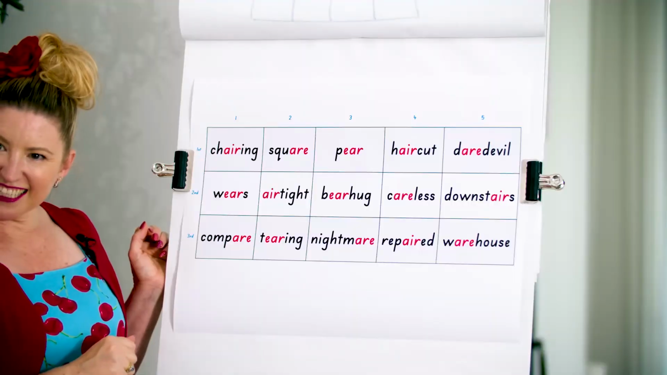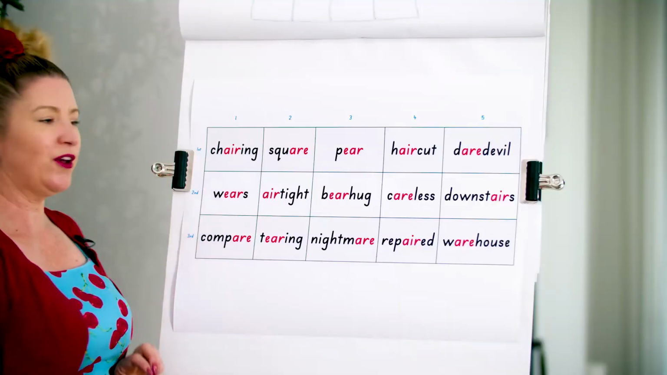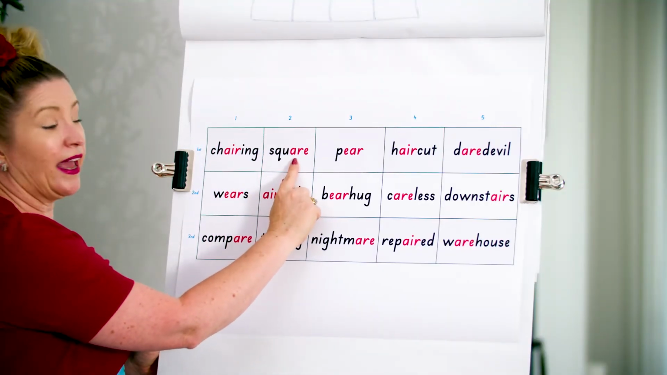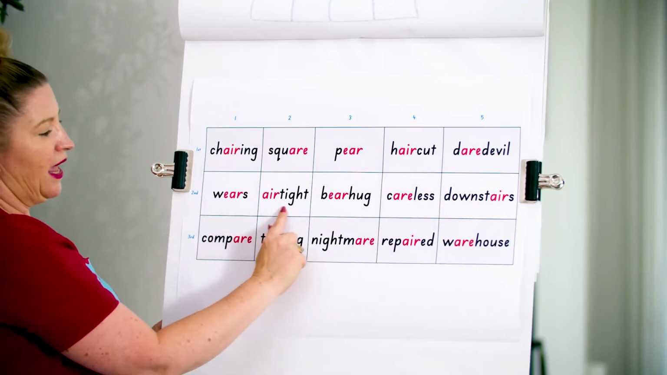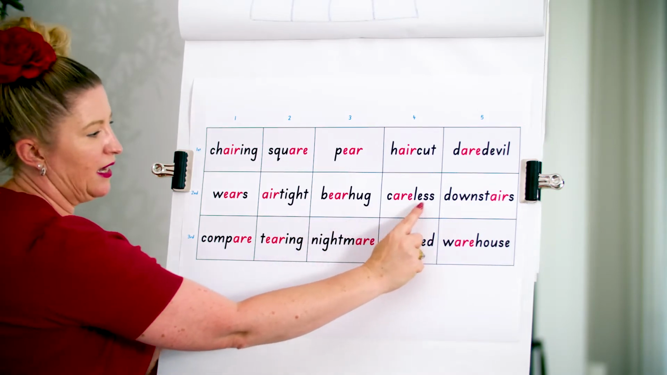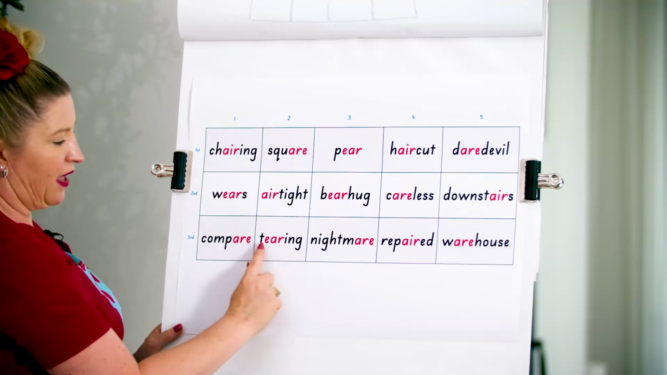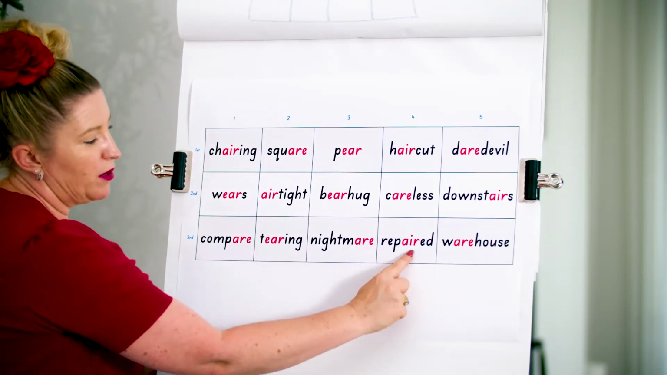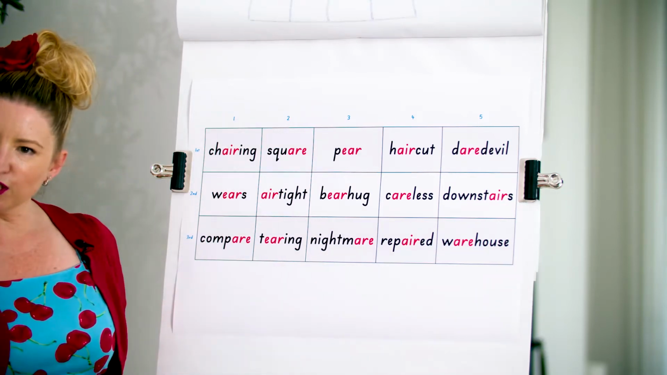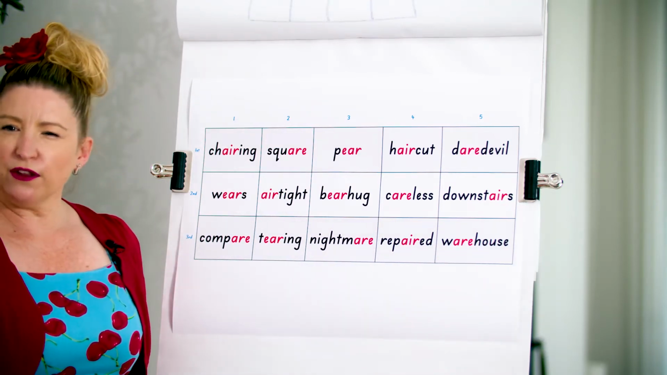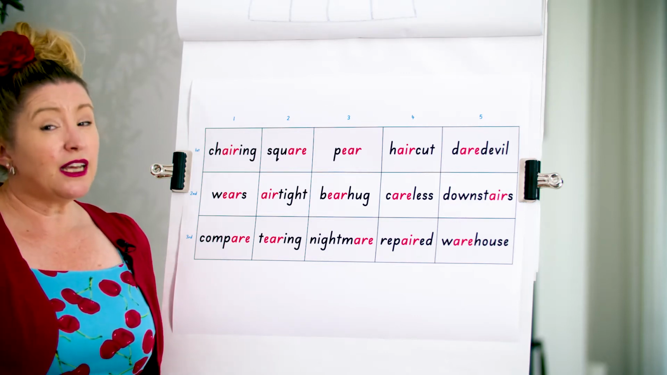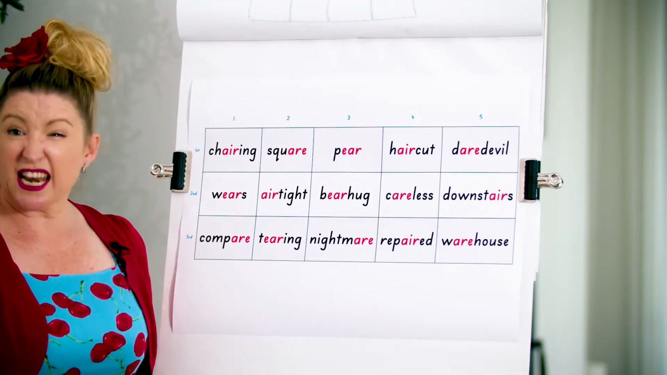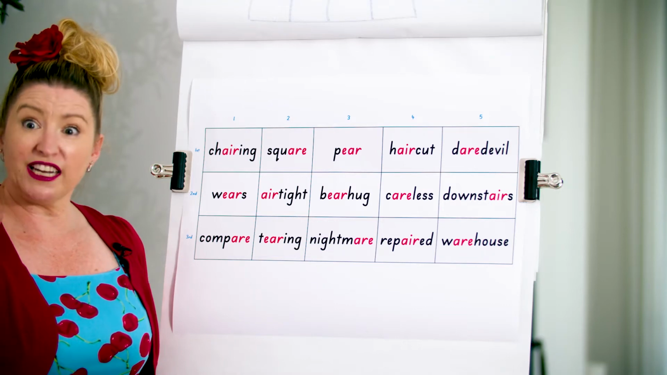Could you read them a little bit faster today? I hope so. Now let's read all these words again a little bit faster. Let's see how we go. Chairing, square, pear, haircut, daredevil, wears, airtight, bear hug, careless, downstairs, compare, tearing, nightmare, repaired, warehouse. How did you go? Pause on the screen, read it through 3 more times to yourself, see if you can get more fluent every time. Remember, fluent doesn't just mean really, really fast, it means nice and accurate as well. See how you go 3 times before you come back.